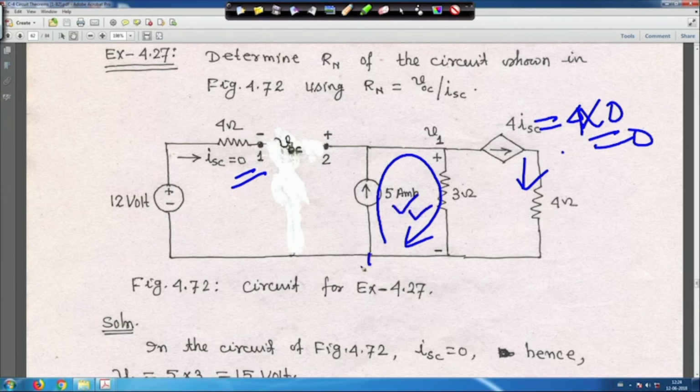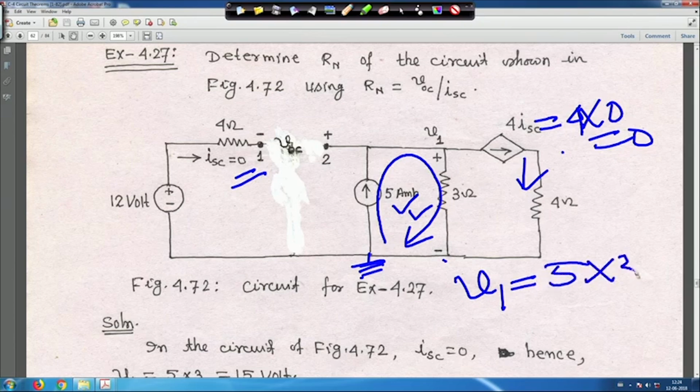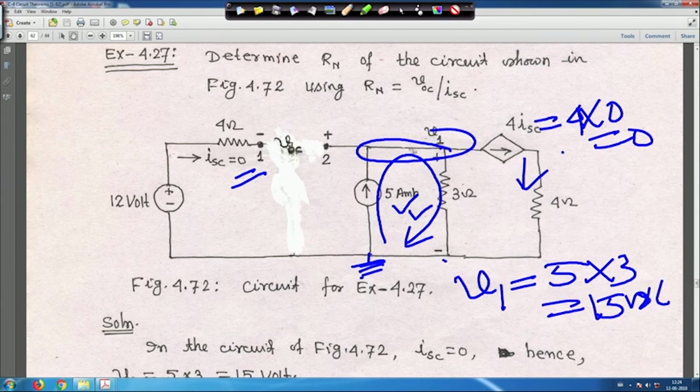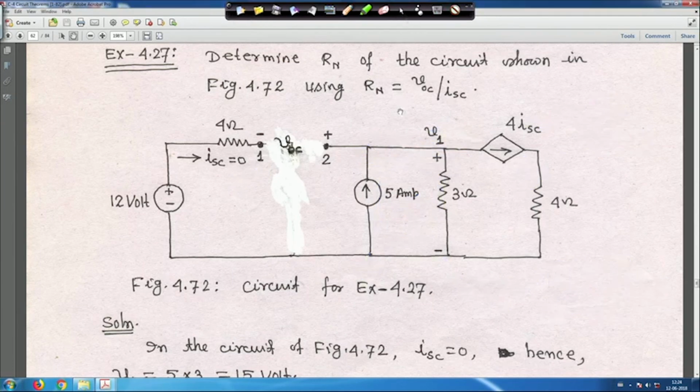So, from nodal analysis, this is grounded, that means my V1 is with respect to the reference point. This is my reference point. So, my V1 will become 5 into 3, that is 15 volt. And this is actually the common terminal. If here it is 15, then here also it is 15. Next we will go to that. First you obtain that V1, when it is open circuit.